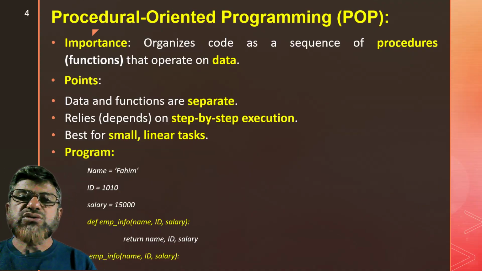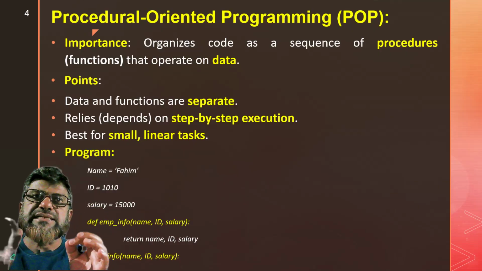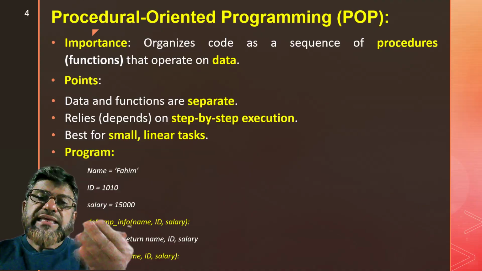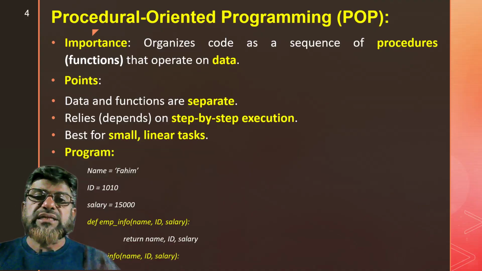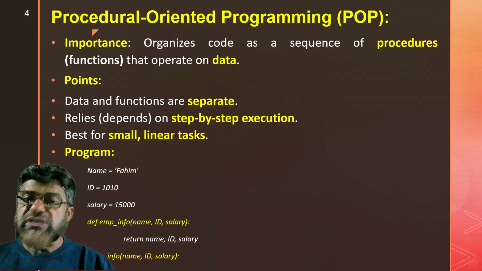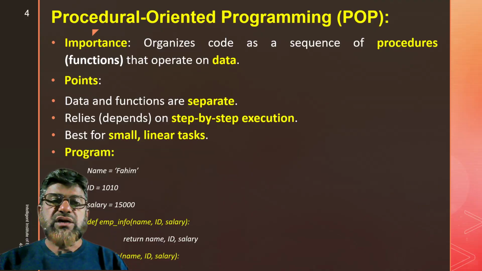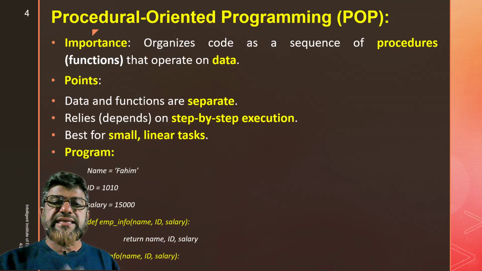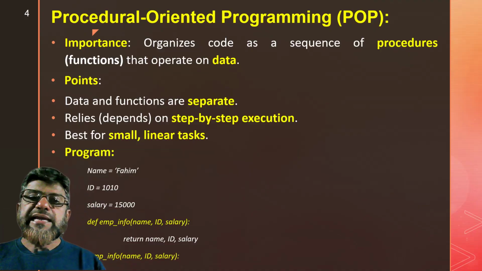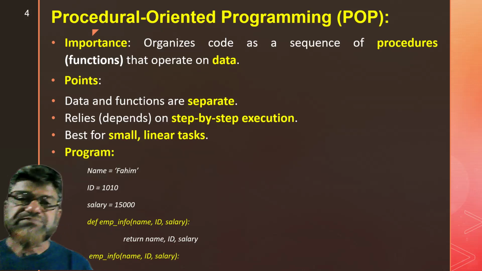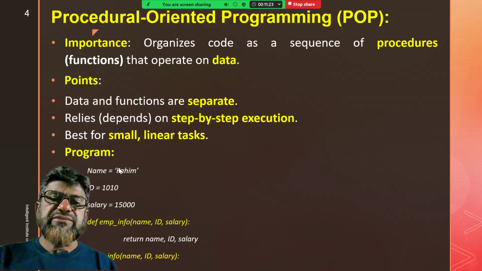The second thing is that every line, every statement, depends on each other, and we cannot miss one step. So it depends on step by step execution. Is that clear? I have already given the concept. We can use POP for small scale and linear tasks, meaning it works sequentially. Here is a sample I have given, and I will also show this in practical in Jupyter Notebook.